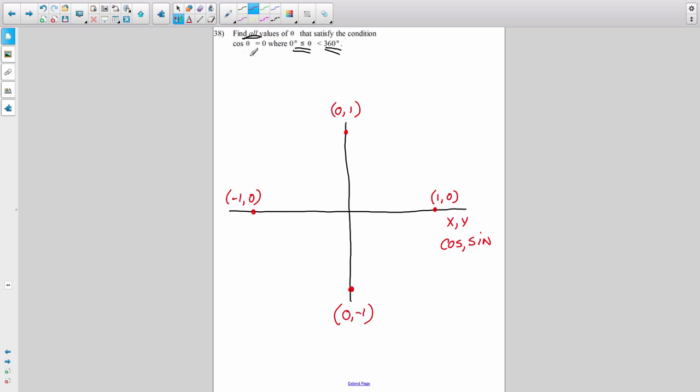Okay, so what's the game here? Cosine is 0. Okay, x coordinates are equal to 0. It's not this guy. Oops, it's that guy. It's not that guy. It's this guy. Okay, so in these two locations, cosine is 0. What are they? Well, that's 90 degrees, and that's 270.